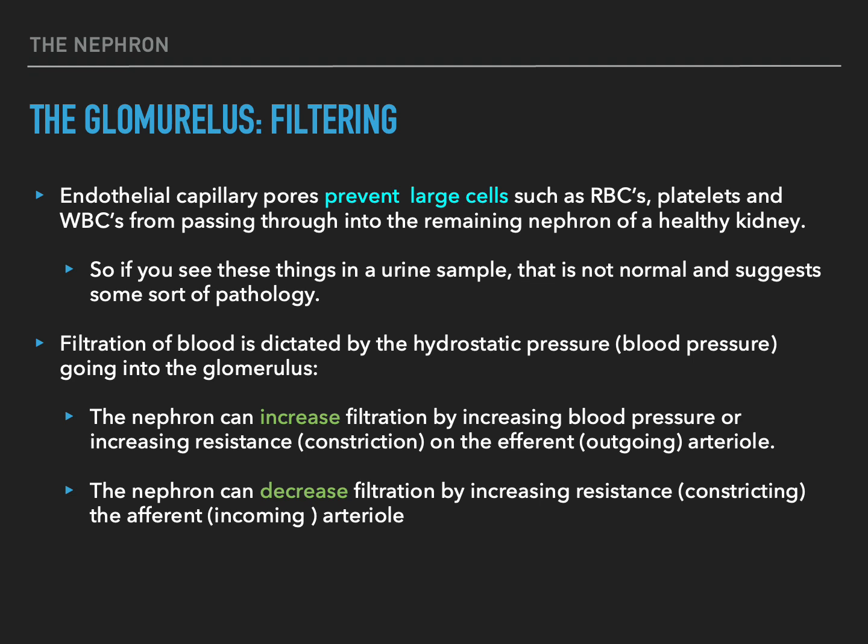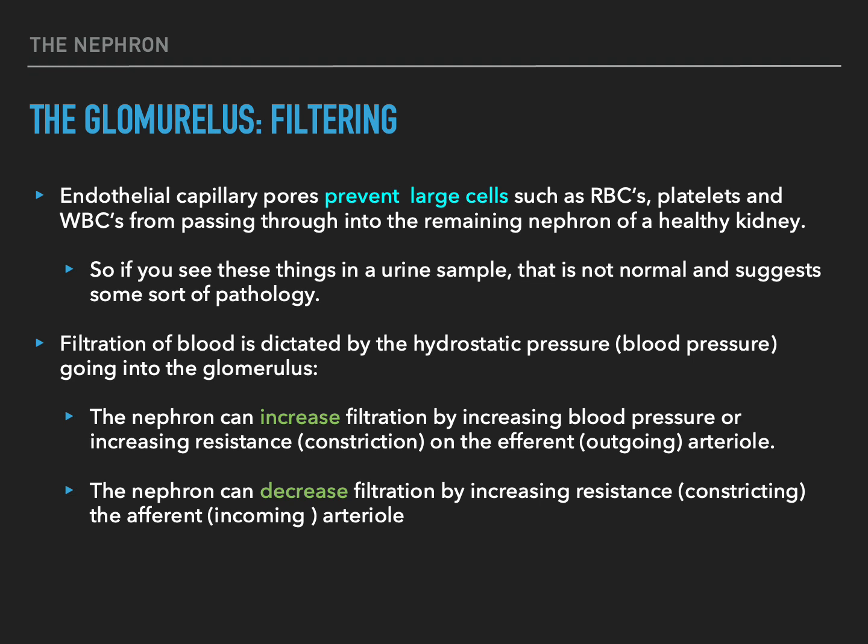Also wanted to talk a little more about the filtration of blood and how it is dictated by your blood pressure going into the glomerulus. The nephron can increase filtration by increasing blood pressure or increasing resistance or constriction of the efferent, which is the outgoing arteriole. So essentially the kidney is slowing down the outlet of the blood, so the blood spends more time in the Bowman's capsule and more filtration can occur.